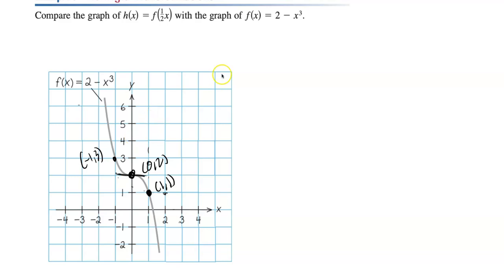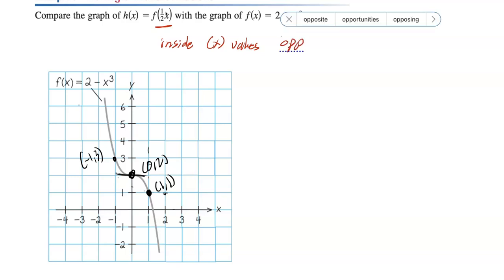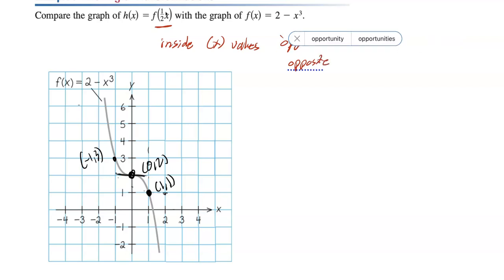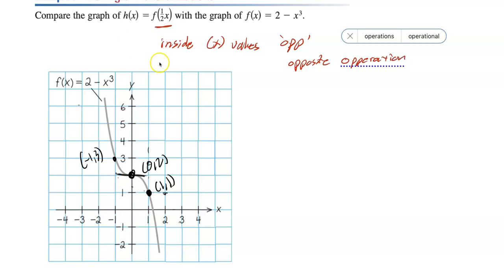So same idea, but a little differently. Here's this function, right? They give you the graph, but it doesn't matter. We're doing this to it. We're going to do the exact same concept. This is on the inside, so it affects the x values. And we're going to do the opposite. Now, opposite's tricky. It's opposite operation.